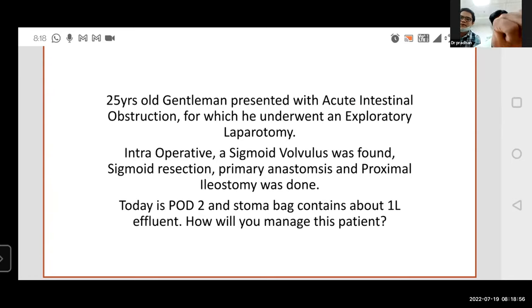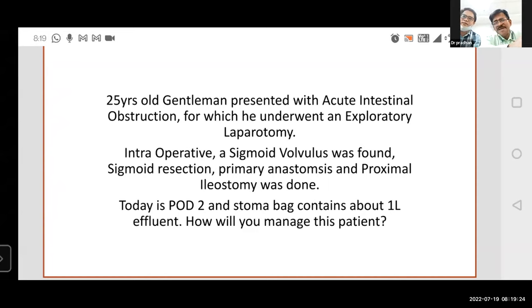So what complications to look for on the second post-op day? One you said is color. If it is showing black, that means there is ischemia. Next, we'll look for bleeding. There might be some bleeding from the margin, so exclude that. Then we'll look for stoma retraction. Yes, it may retract. Sir, we'll look for prolapse. Yes, it can prolapse.